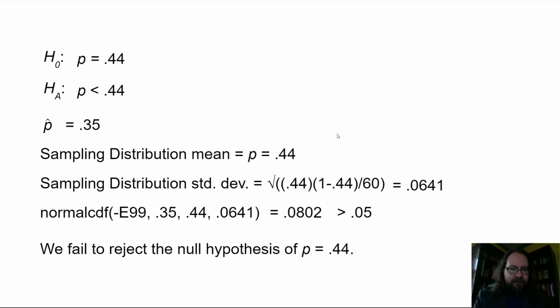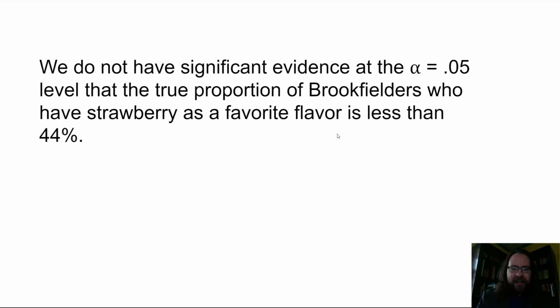And again, just to hammer it home, we're not saying that that means that p is 0.44. We haven't proven that. We don't accept it. We're just saying we have failed to reject the idea. So we failed to reject the null hypothesis of p equals 0.44. And like before, I'm going to give you another way of saying that. We could say that we do not have significant evidence at the alpha equals 0.05 level that the true proportion of Brookfielders who have strawberry as a favorite flavor is less than 44%.